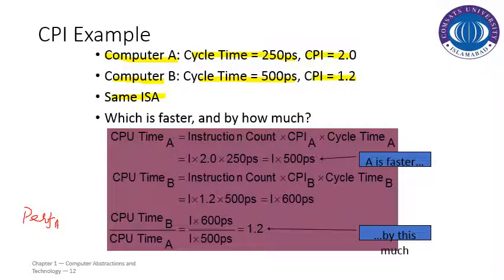Performance of A divided by performance of B, which in fact equals CPU time of B divided by CPU time of A. Just plug in the values and you'll get the factor, and we can say that computer A has 1.2 times better performance as compared to computer B. Or we can say that computer A has 1.2 times enhanced performance as compared to computer B.